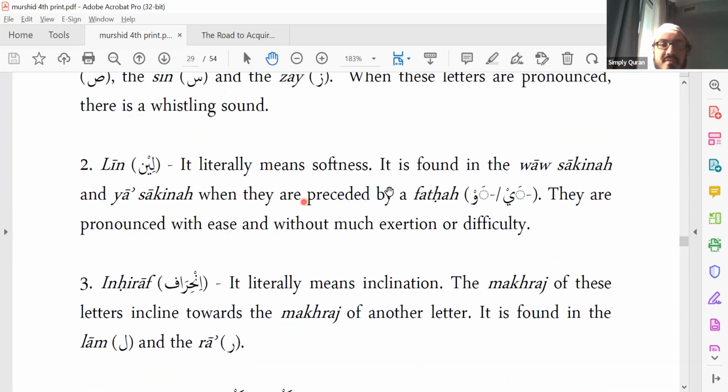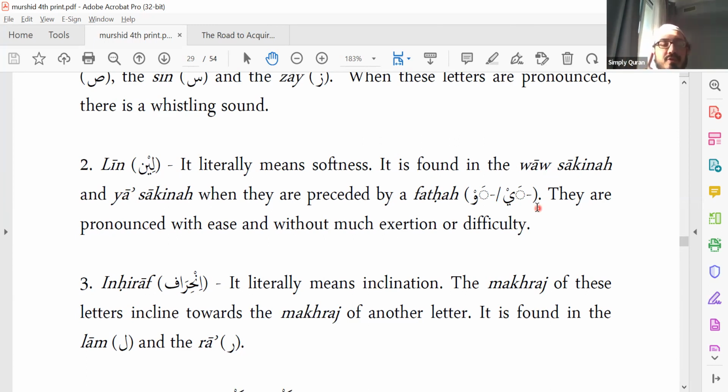Lean literally means softness. It's found in the waw sakina and ya sakina when they're preceded by fatha, so aw and ay. They are pronounced with ease and without much exertion or difficulty. Example is khawf. It should be nice and soft.